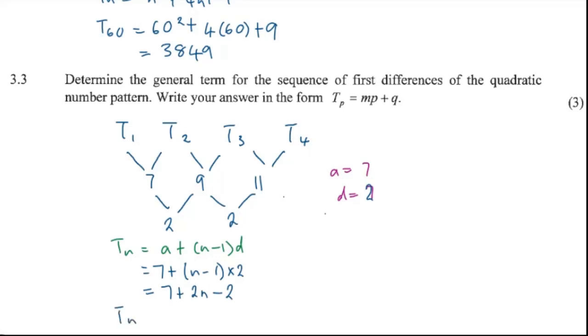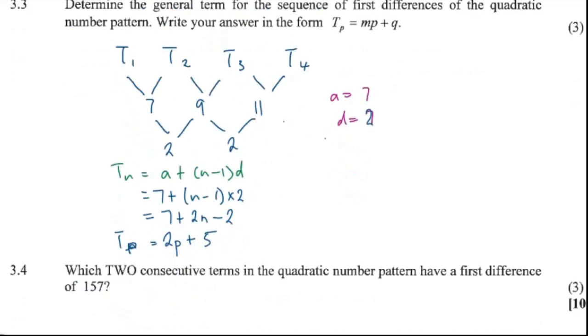Oh, but they gave us a format here. They want us to give this sequence in terms of p. So we're going to keep that format. Tp is then going to be equal to, instead of saying 2n, we're going to say 2p plus 7 minus 2, which is 5. So that is the general term for that particular sequence.